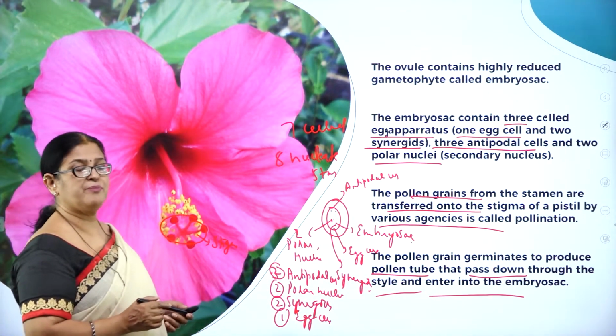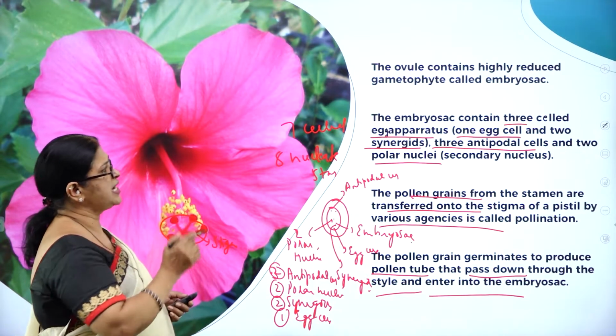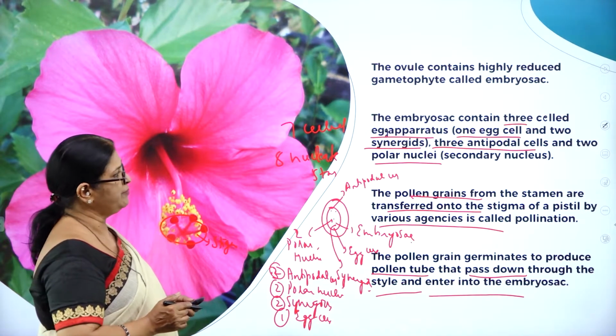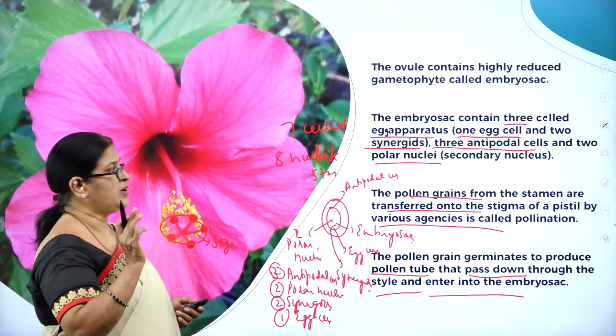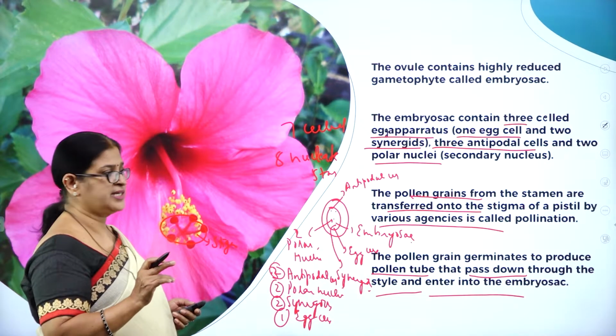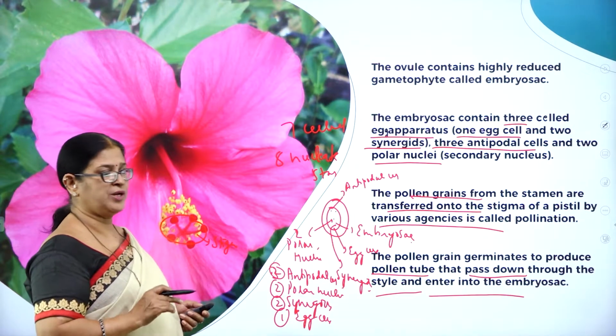So what is the next very important feature? The ovule contains a highly reduced gametophyte called the embryo sac, and the embryo sac contains what? A 3-celled egg apparatus. One is the egg cell and the 2 are synergids, 3 antipodal cells and 2 polar nuclei.